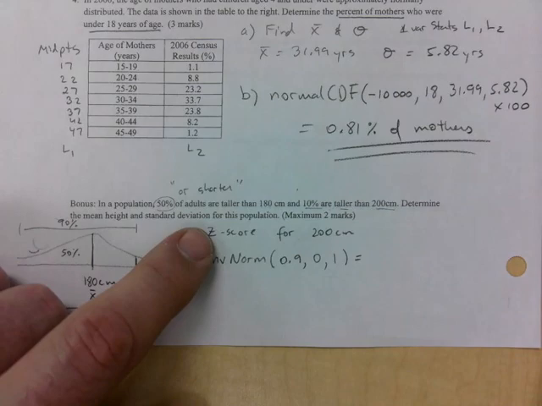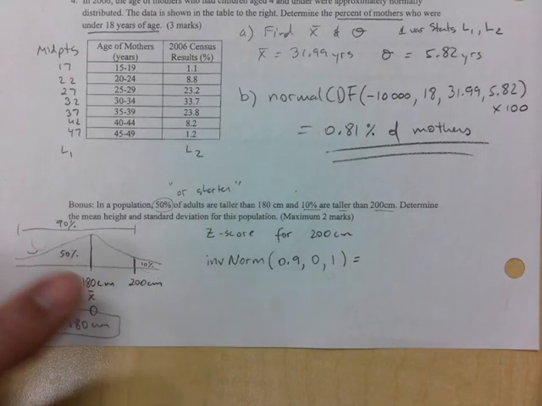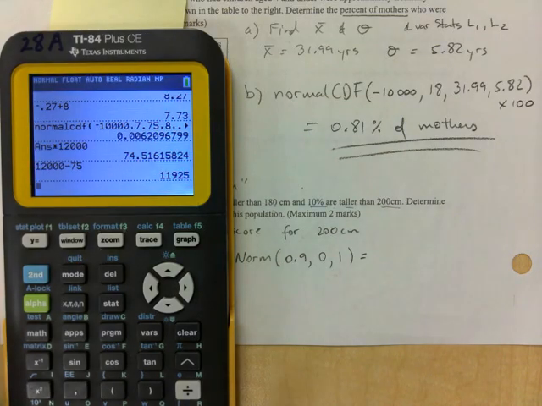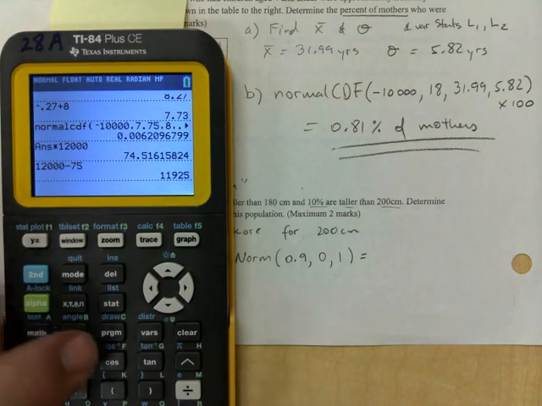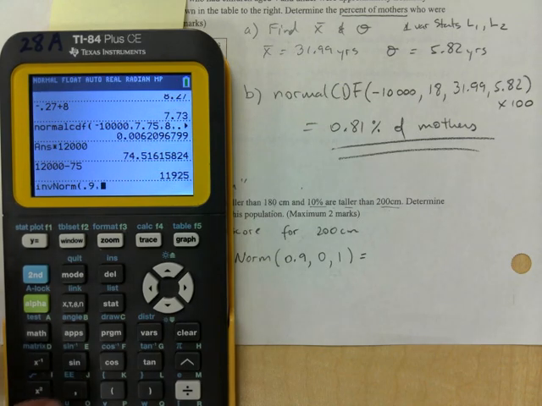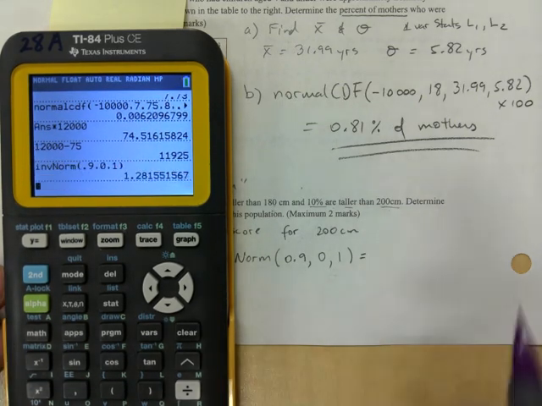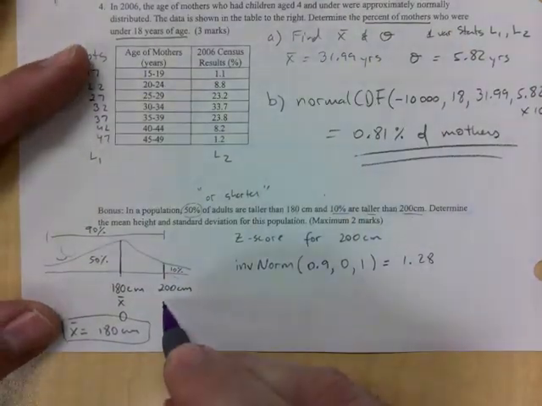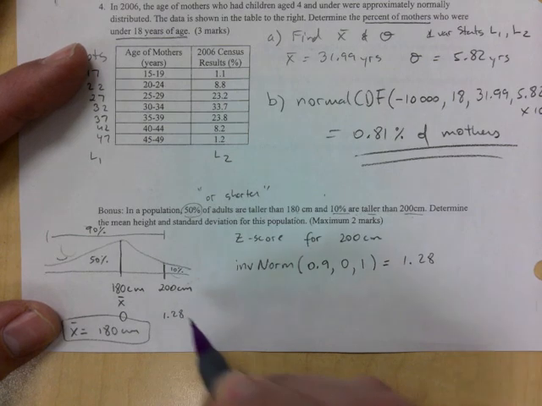And you're like, can't I use the formula for z-score? Well, you don't know the standard deviation, so that's the problem. And so we're going to go and call that inverse norm 0.9, 0, and 1. So that z-score is 1.28. Okay. So we now know that this has a z-score of 1.28.